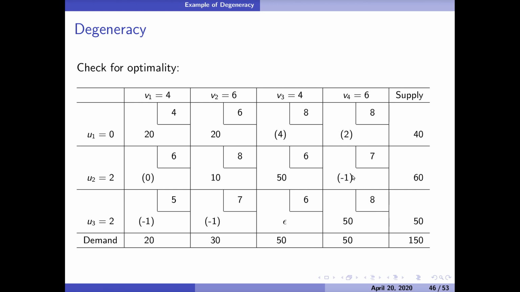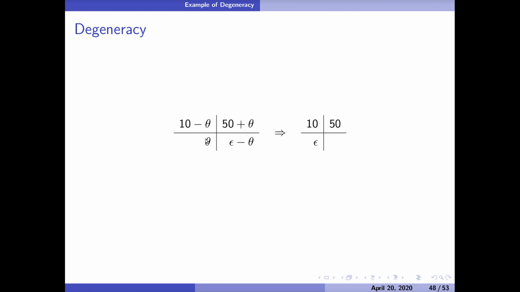I guess we're going to bring this one in first, just to try that out. And now I wanted to show you what happens with this epsilon when you're coming into a loop. Well, you want to think about it as epsilon is a very, very small number. And so the most theta can be is epsilon. And so the epsilon just changes from this cell to this cell. 10 minus epsilon is, we're just going to say, is epsilon, and 50 plus epsilon is epsilon 50.